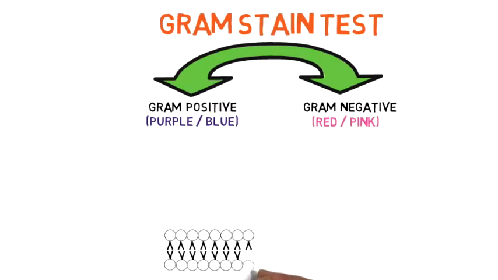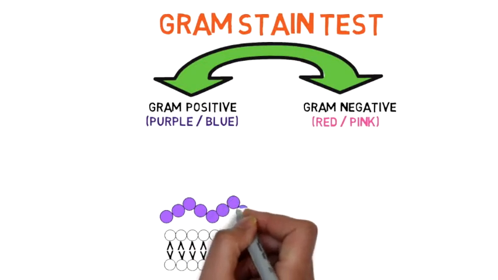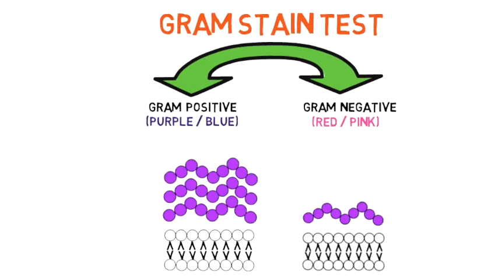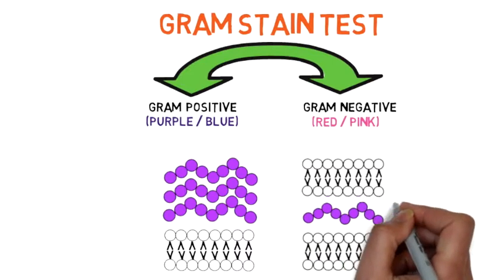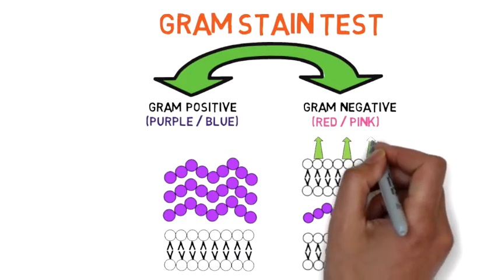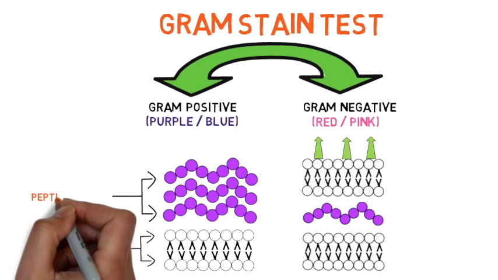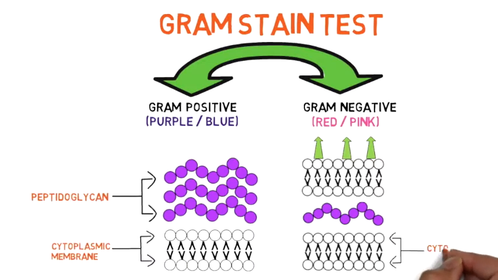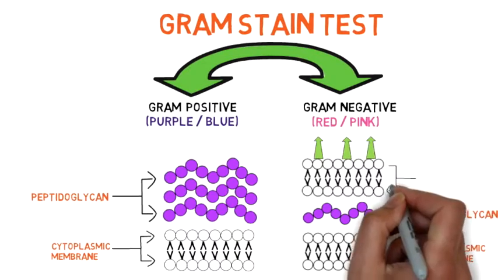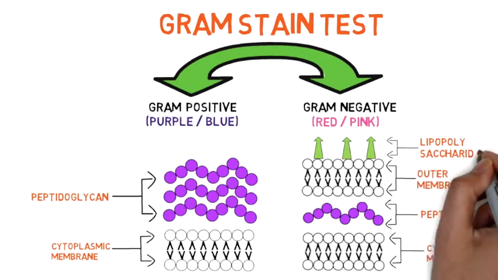The first layer that I have drawn here is what we call the cytoplasmic membrane, and the purple layer is what we call the peptidoglycan layer. If you see the difference between these two, gram positive has a thicker peptidoglycan layer than gram negative, and gram negative has two extra features, which are the lipopolysaccharide and the outer membrane, and they only have a single layer of peptidoglycan in their structure.